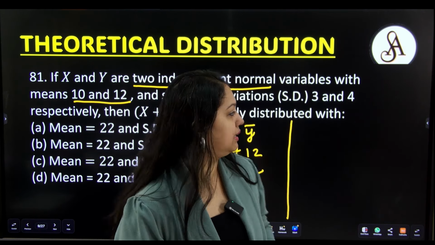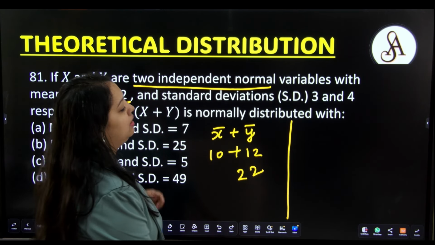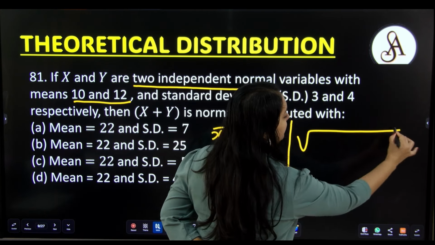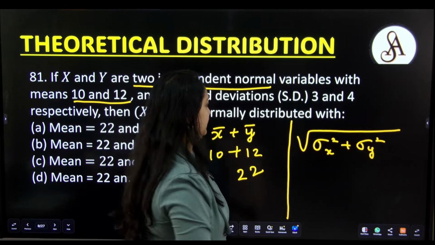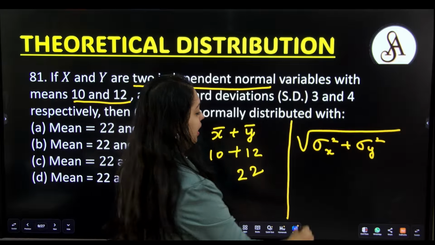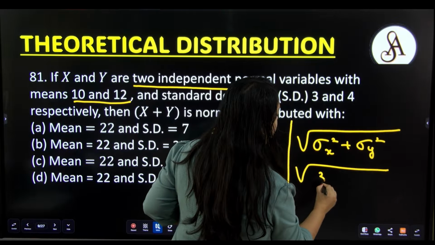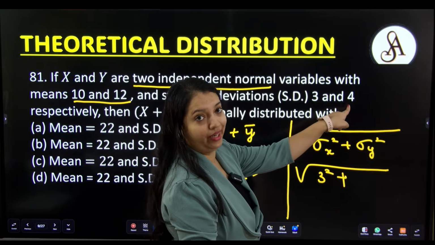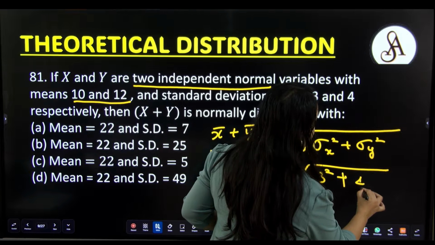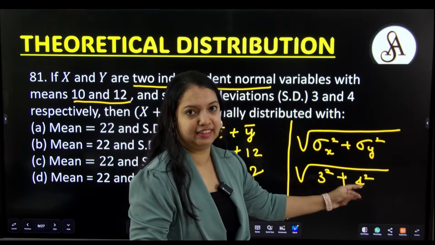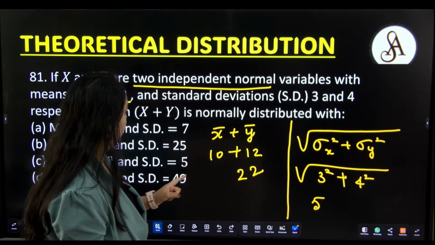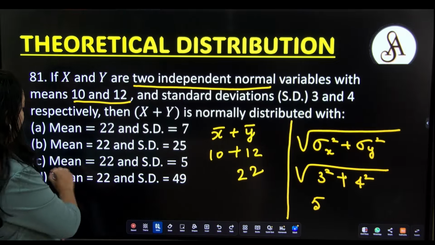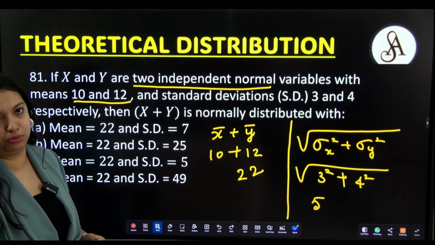They are asking what is combined standard deviation. Combined standard deviation is given as square root of sigma x square plus sigma y square. What is sigma x? 3. 3 square, 9, plus, what is sigma y? 4. 4 square, 16. 9 plus 16, 25, square root, value is equal to 5. So arithmetic mean is 22 and standard deviation is 5. It is there in option C.